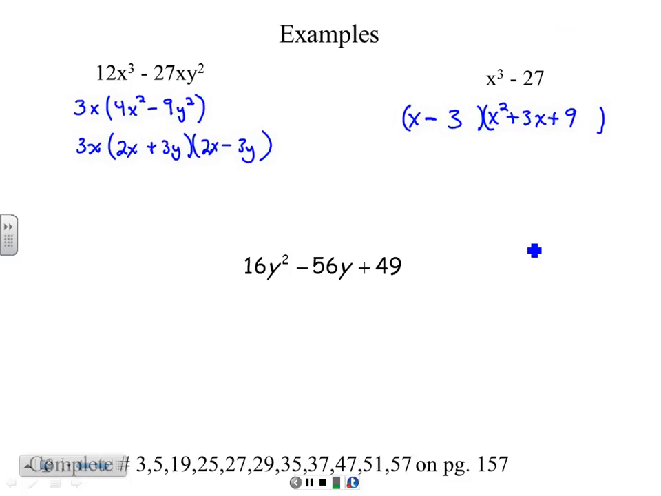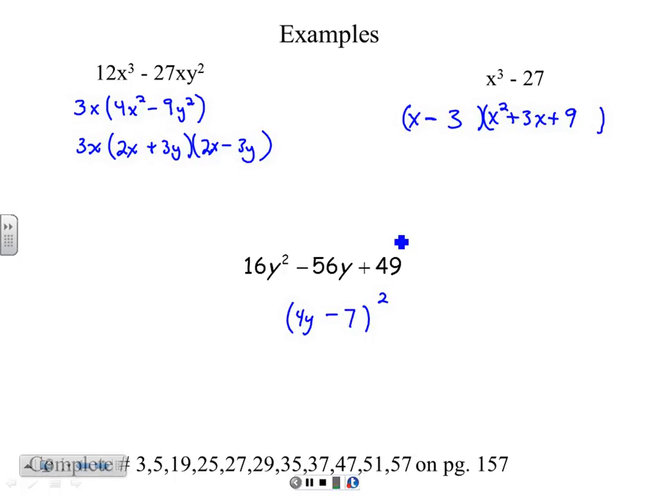Okay, this one. This is a perfect square, and it's a trinomial, so it's a trinomial square. So what we're going to do is we're going to open up a binomial square and match that first sign. The square root of 16y squared is going to be 4y, and the square root of 49 is going to be 7. And so you have the pattern.